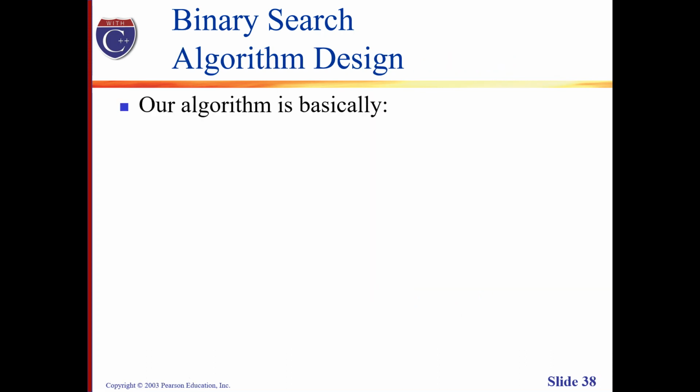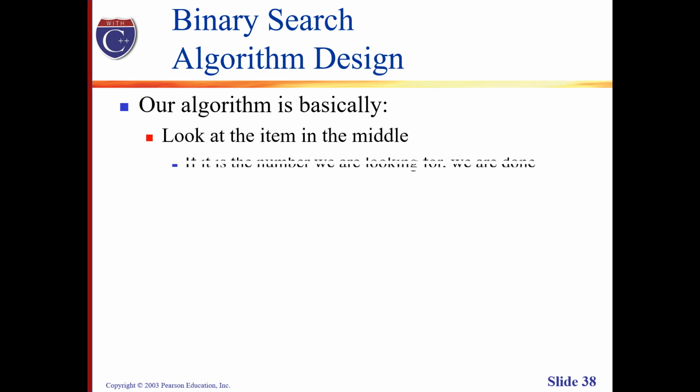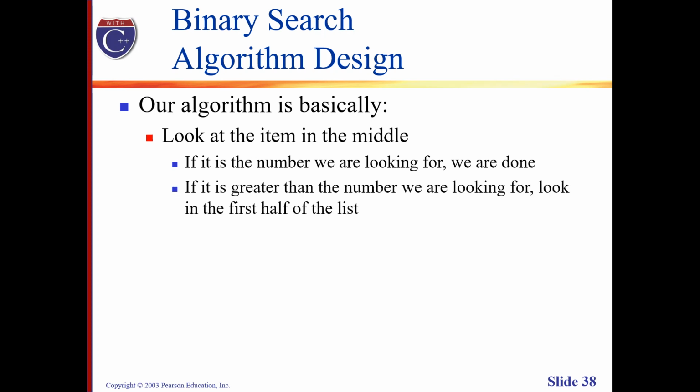This is how our algorithm will look like. First, it would look at the item in the middle. If it is the number we are looking for, then we are done. It means that the number has been found. Otherwise, if it is greater than the number we are looking for, then we will look in the first half of the list.